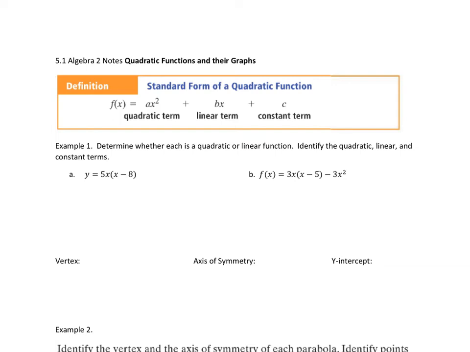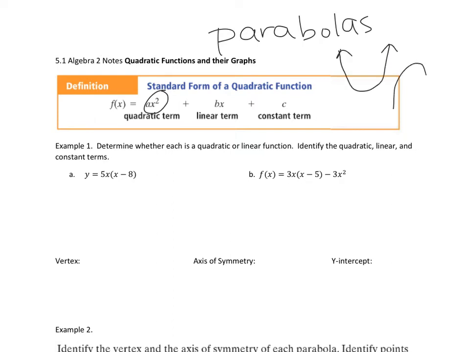Chapter 5 is about quadratic functions and their graph. A quadratic function has an x squared term, and quadratics are in the shape of parabolas. A parabola looks like this. It's a U shape. It can open up or it can open down. It can be narrow, it can be wide.